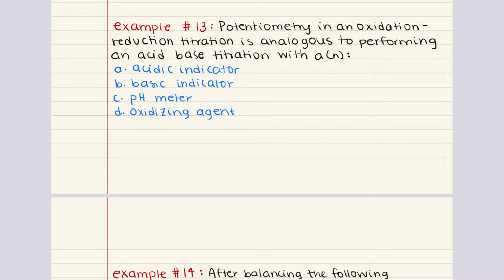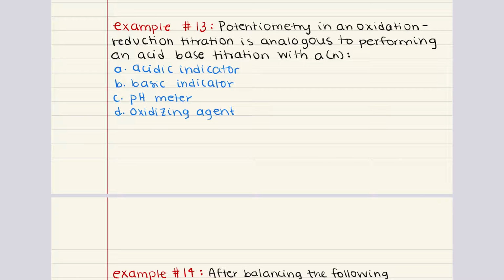Problem 13 says potentiometry in an oxidation reduction titration is analogous to performing an acid-base titration with a blank: acidic indicator, basic indicator, pH meter, or an oxidizing agent. Now, in an acid-base titration, the pH of the solution is monitored to determine the endpoint of the titration. This is typically done using a pH meter or an indicator that changes color at a specific pH value.